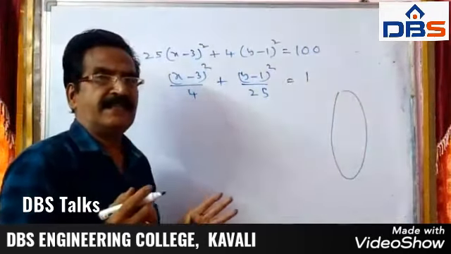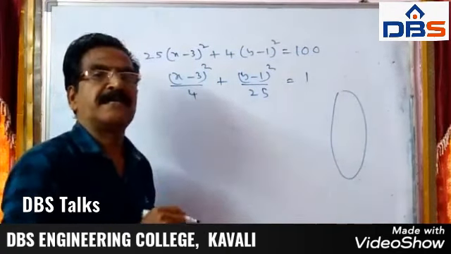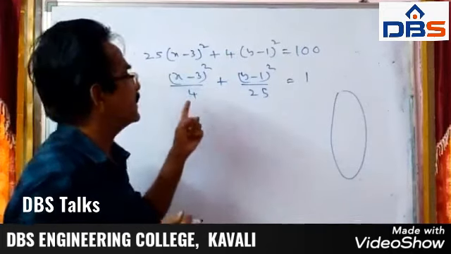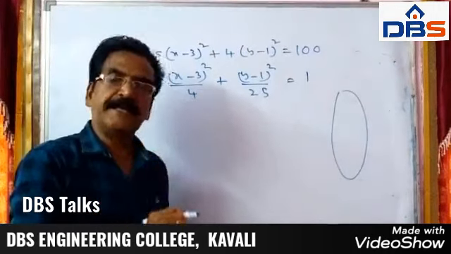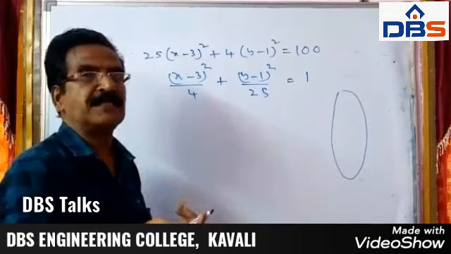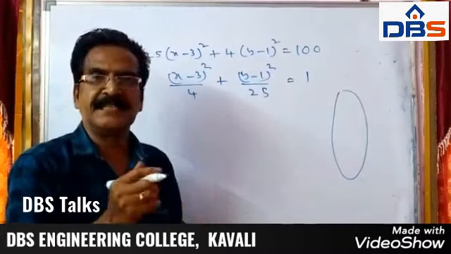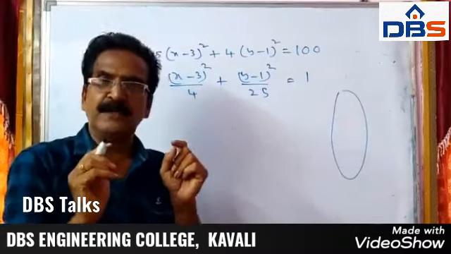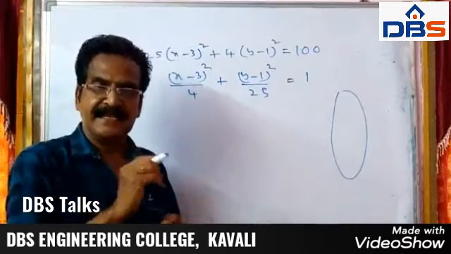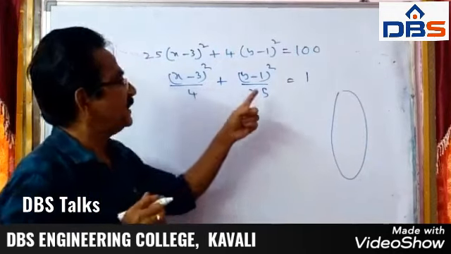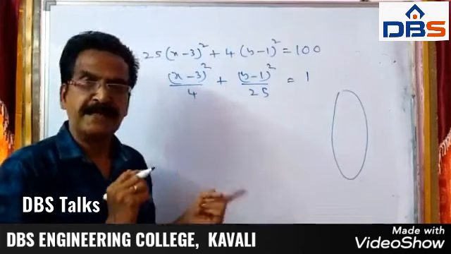So for that the equation is (x minus h) whole square by b square plus (y minus k) whole square by a square, because this is less than this. So (x minus h) whole square by b square plus (y minus k) whole square by a square is equal to 1. Just a and b interchange. That is the only thing that happens when this is less. A and b interchange. This becomes A, this becomes B.